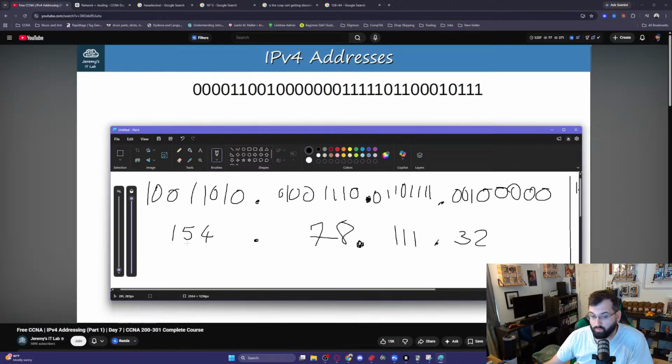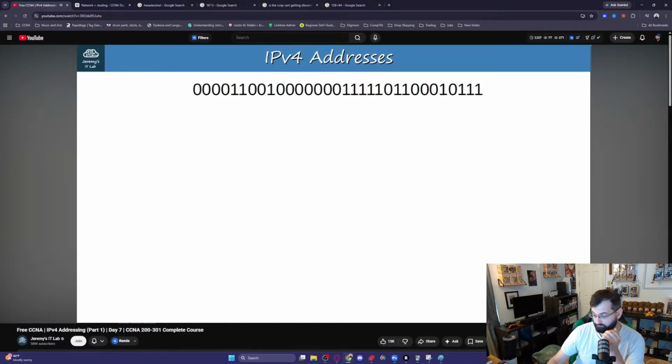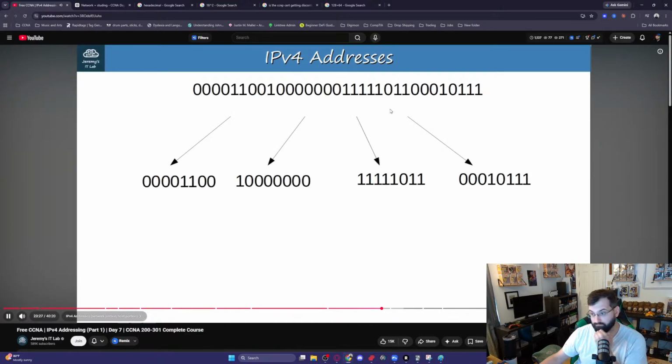Final answer. Let's find out if we're right. 152, 78, 11, 111, 32. Convert these 32 bits into dotted decimal, or octets, like this. And then convert the octets into... Damn it, I wrote those.